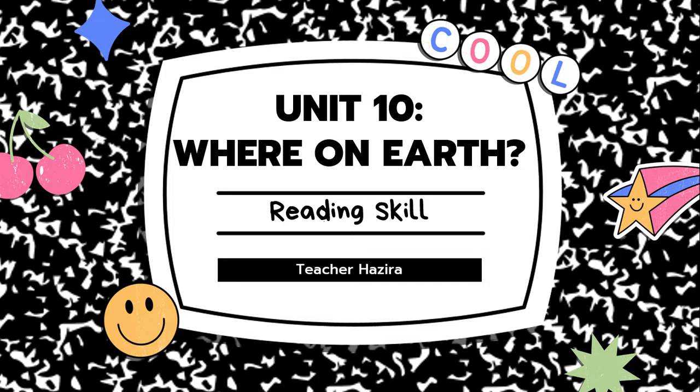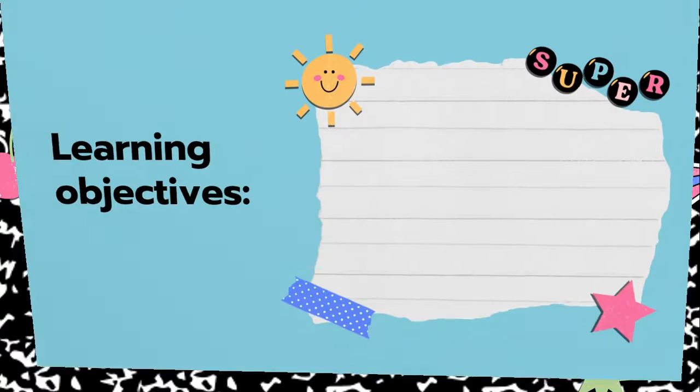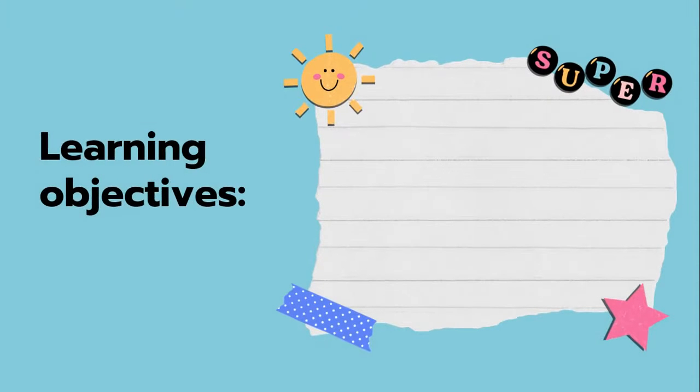As for today, we are going to deal with the new unit in your download textbook, which is Unit 10 entitled Where on Earth. So as usual, we are going to start with our reading skill first. Are you guys ready? Let's check it out. Before we proceed, let's see first our learning objective for today's lesson.